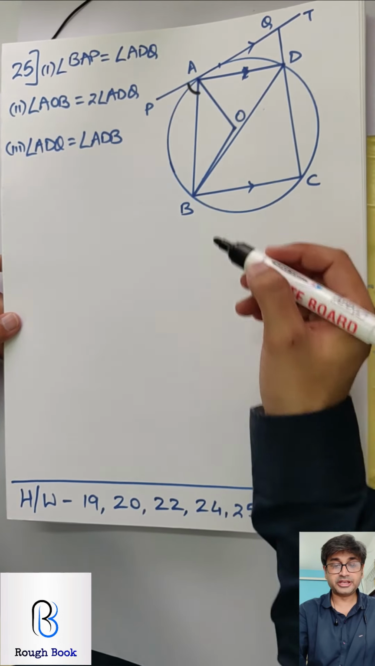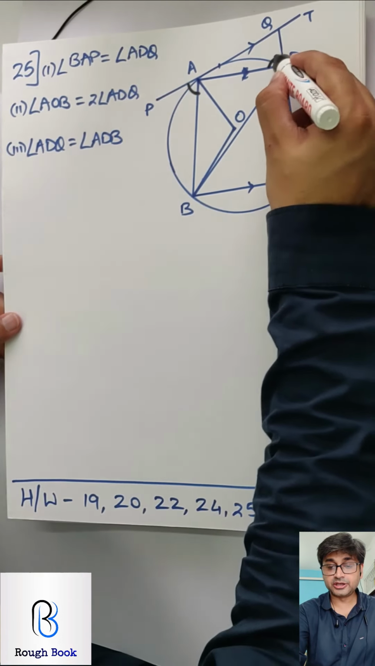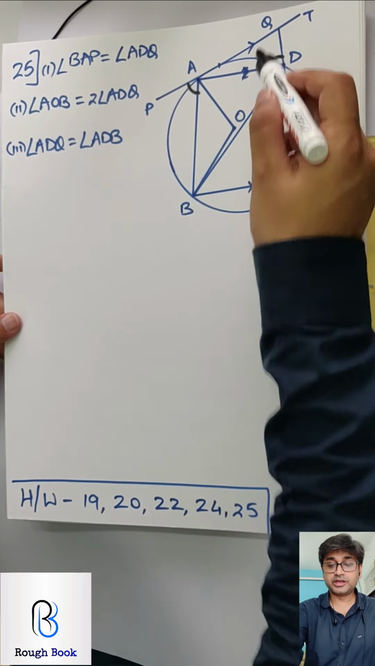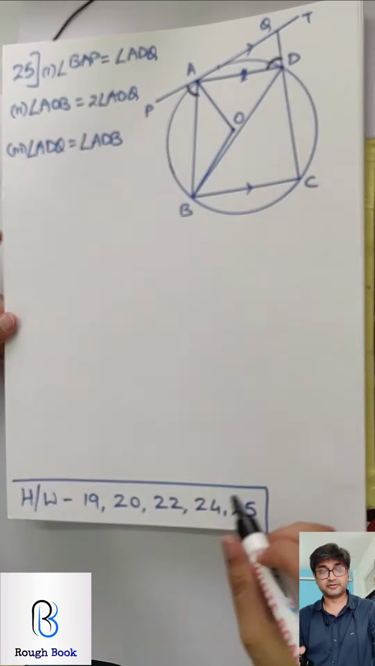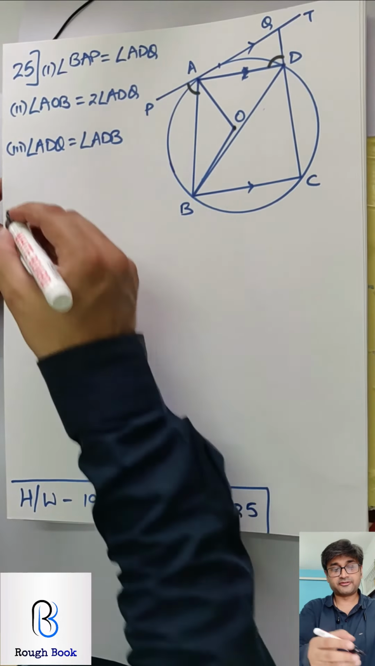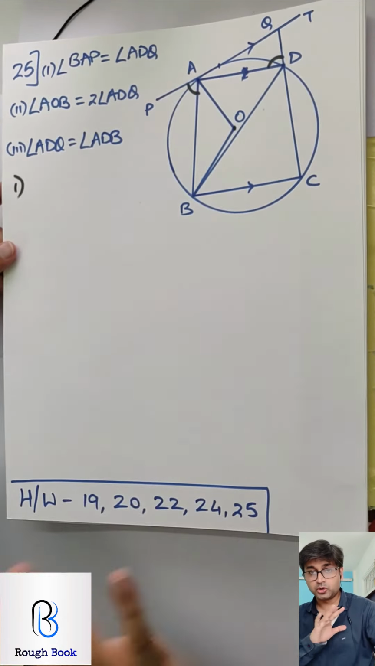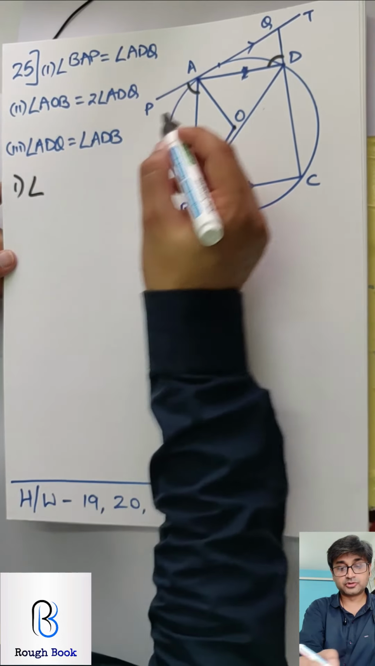Firstly, they want you to prove BAP equals ADQ. They have given you AQ parallel to BC and O is the center. Only two things given. So pay attention to me carefully. Step by step we'll go. Don't go ahead, otherwise you will get confused.